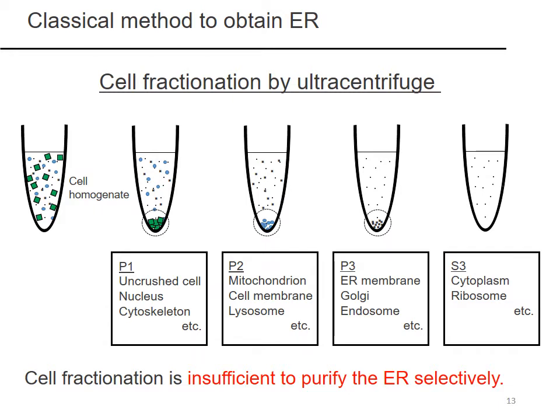Cell fractionation by ultracentrifuge is one of the classic approaches to isolate ER. In this method, the ER fraction can be concentrated mainly in the P3 fraction. However, the P3 fraction contains not only ER fragments, but also other fragments such as endosome and Golgi apparatus. Additionally, ER structure is ruptured during homogenization and part of the ER contents will escape to the outside of the ER. Therefore, the classical cell fractionation method is insufficient to purify ER selectively.